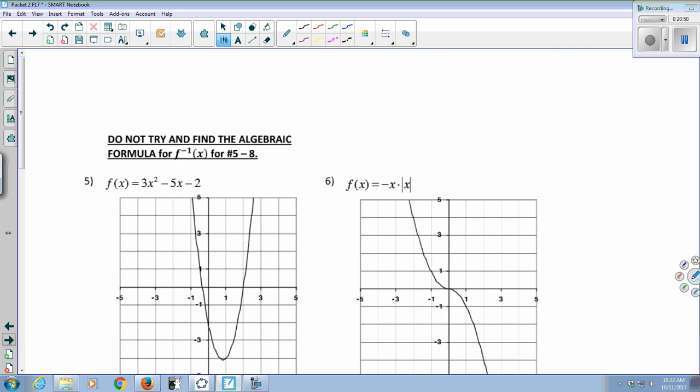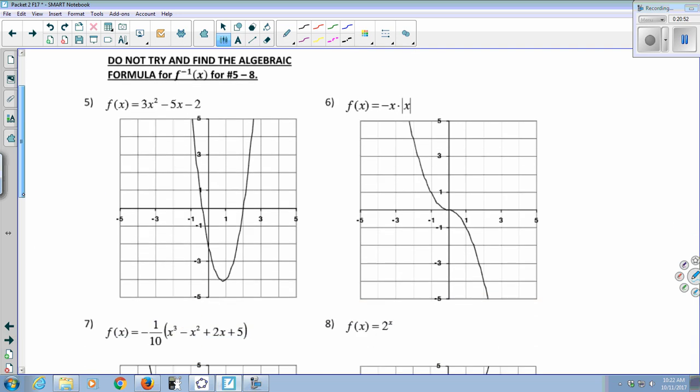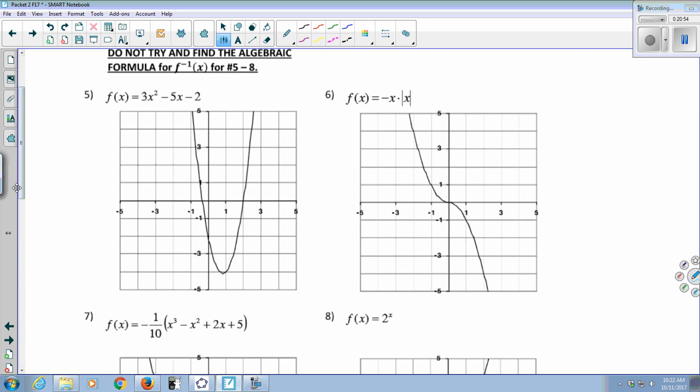All right, so for these last 4, all we have to do is check that it's a one-to-one function, and if so, sketch its inverse. We're not going to try to find a formula because these are much more complicated formulas. So for number 5, it fails the horizontal line test, so I don't have to do anything else. Just write not one-to-one. Number 6, this does pass the horizontal line test, so I just have to sketch its inverse.